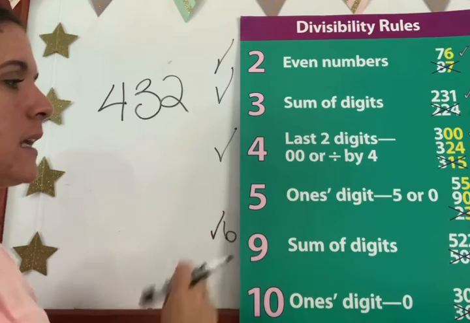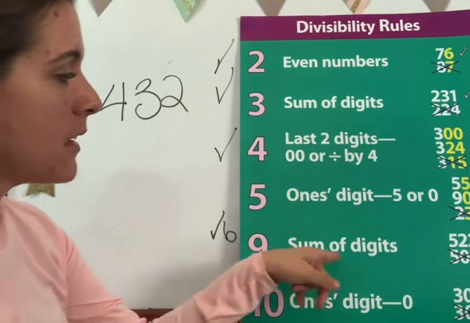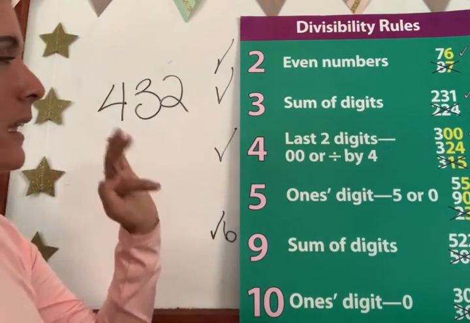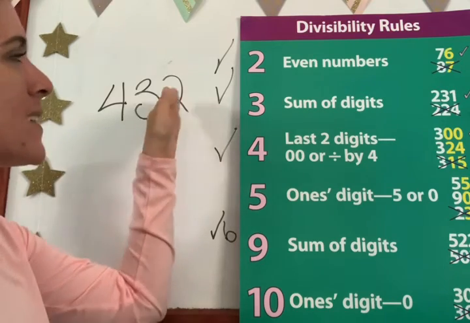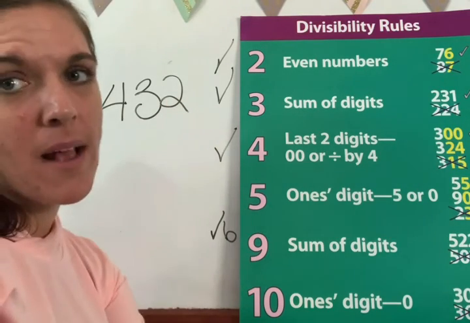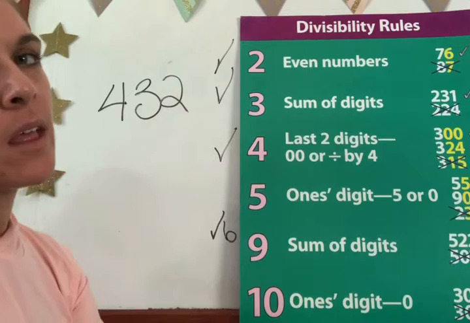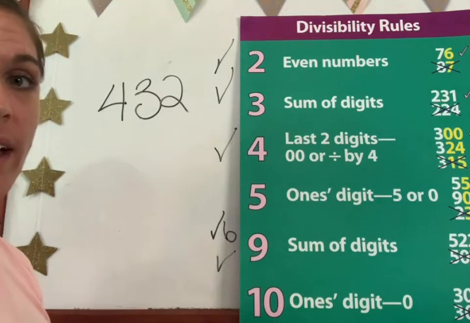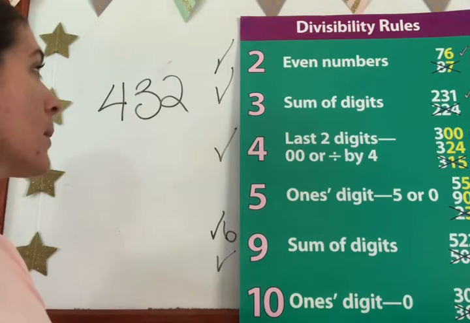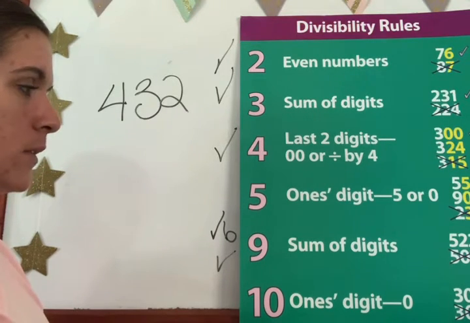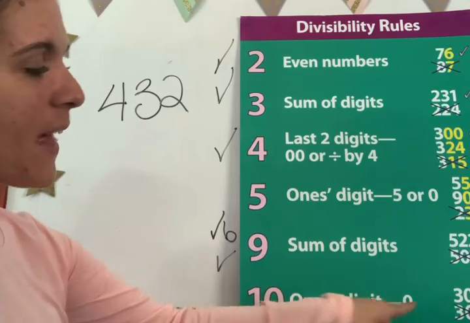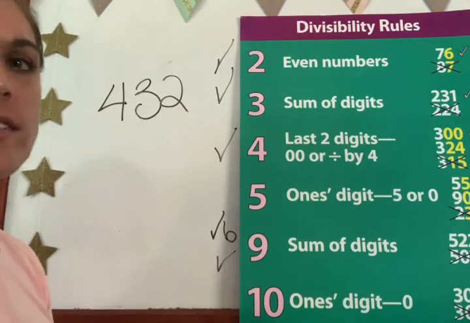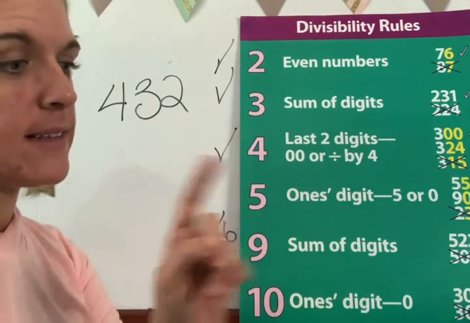How about 9? The sum of the digits has to be divisible by 9. Let's do it. 4 plus 3 is 7. 7 plus 2 is 9. 9 divided by 9. Is that possible or not possible? Possible, so it's divisible by 9. Oof, this number is divisible by everything, huh? What about 10? Well, if it's divisible by 10, the last digit has to be 0. Is the last digit 0? So, no. It is not divisible by 10.